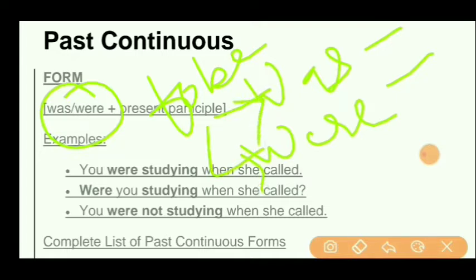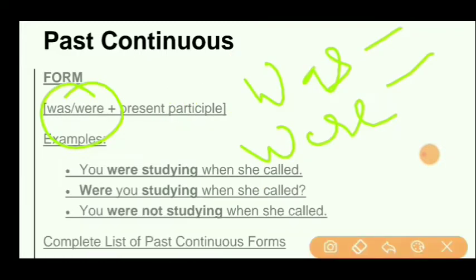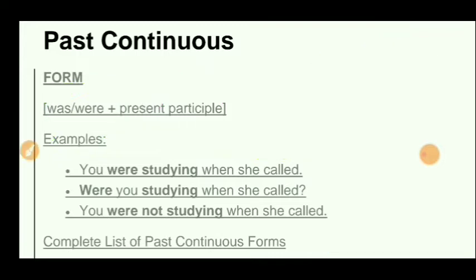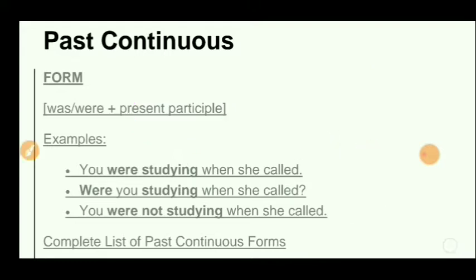So here was and were along with the present participle form. This form is used here in past continuous tense: first form plus ing, or V4, you can say V4. Now see these three examples. One is an affirmative sentence, second one is interrogative, and third one is negative.